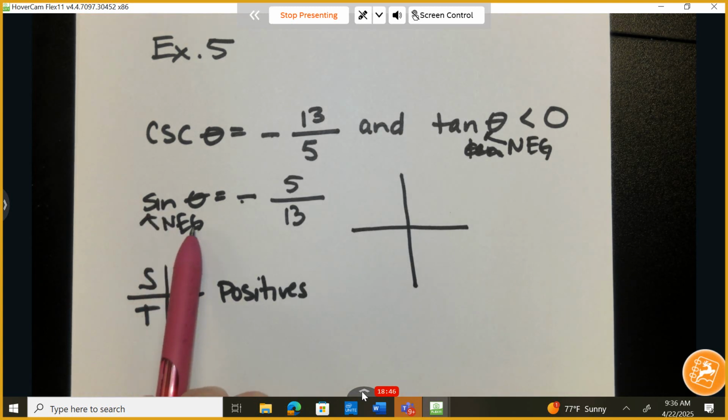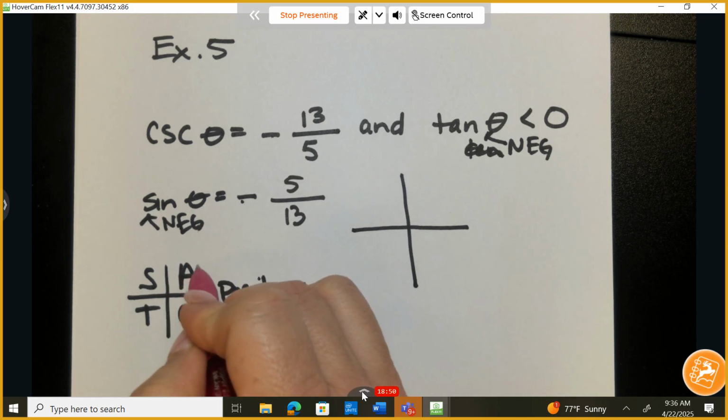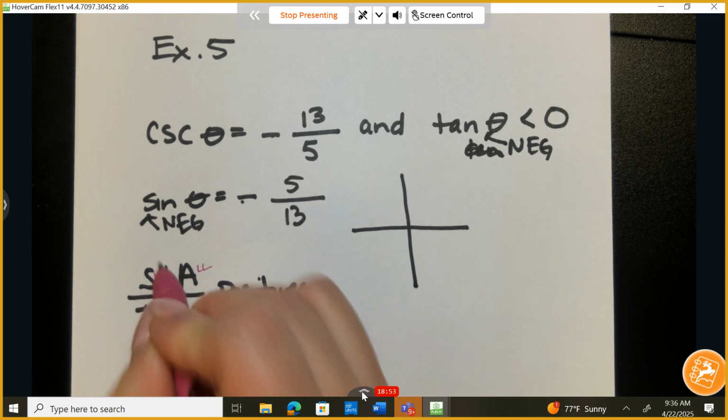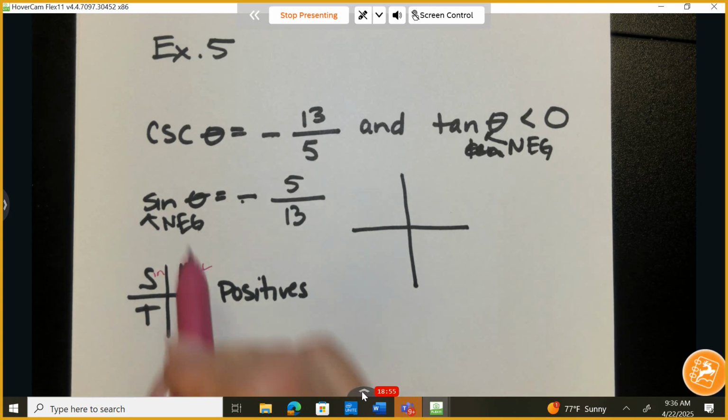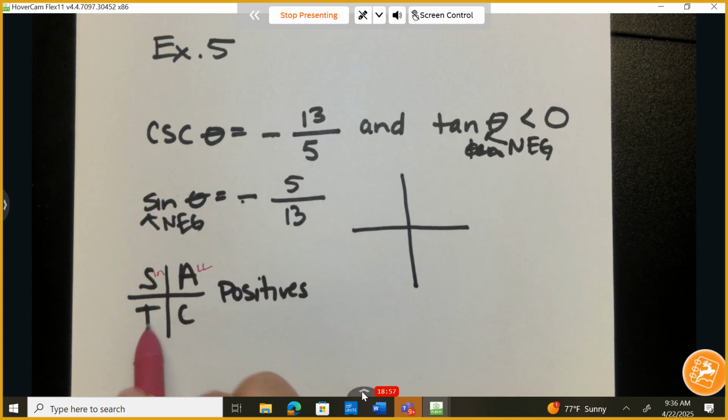Where are sine values negative? Well, this tells me where they're positive. So positives for everything is in quadrant 1, and sines are also positive in quadrant 2. I want to know where they're negative, not positive, which would be quadrants 3 and 4.